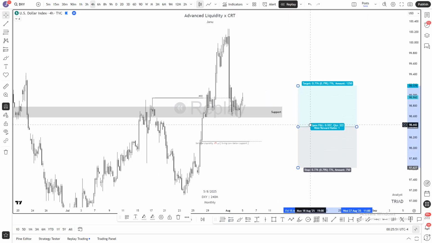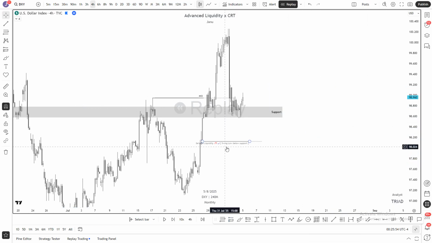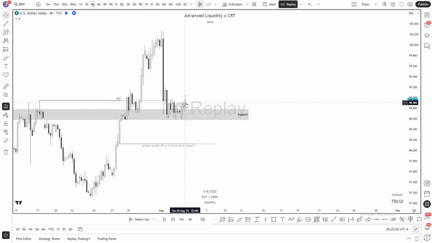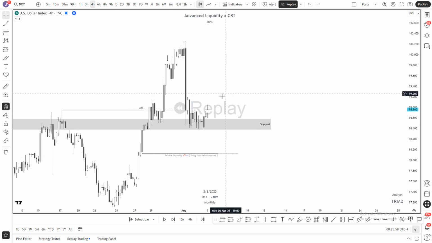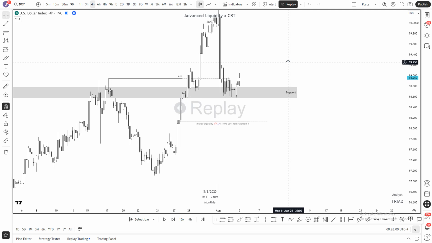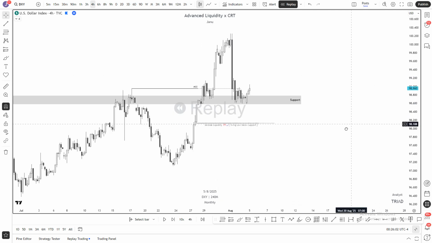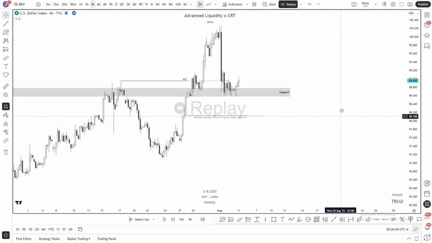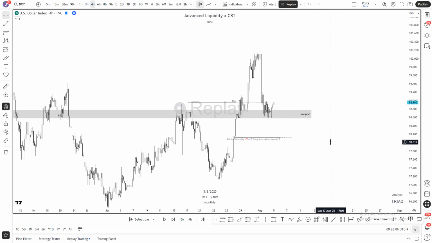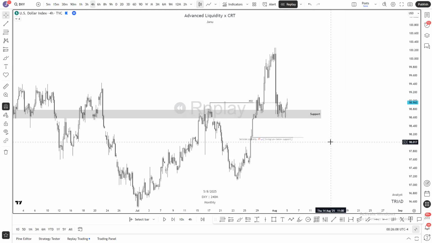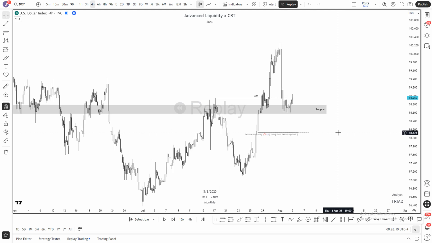Okay, so this is what I was looking at when I started my idea. The first step when you're doing advanced liquidity, for me, is to identify a nice area of support and resistance, because that is retail's POI. That is where they will be entering positions, whether it be a support level or a resistance level, it doesn't matter. We just need to identify the level, and from there we can build a theory.